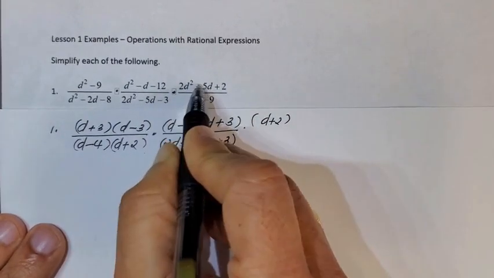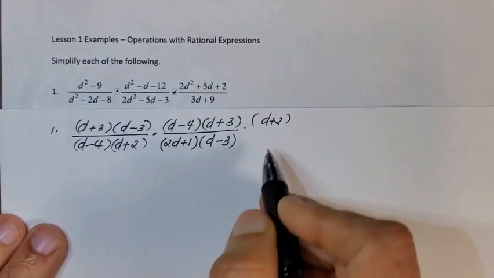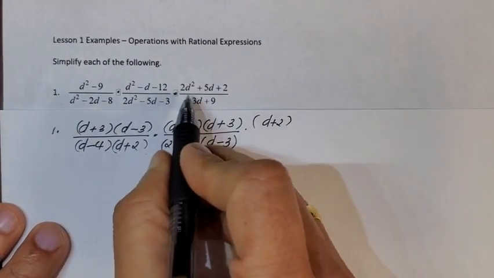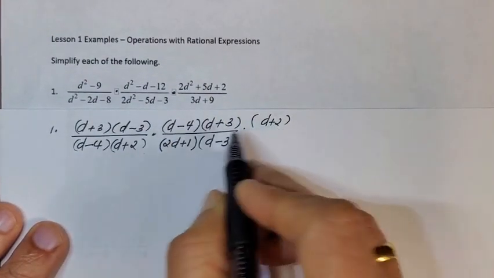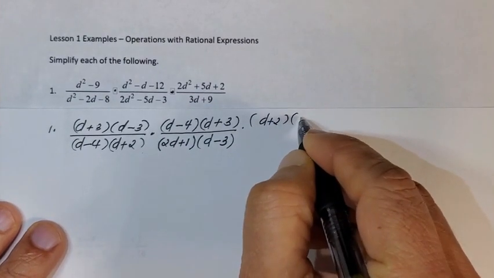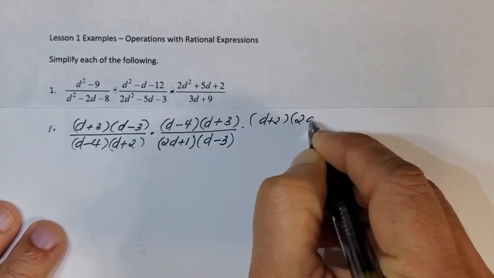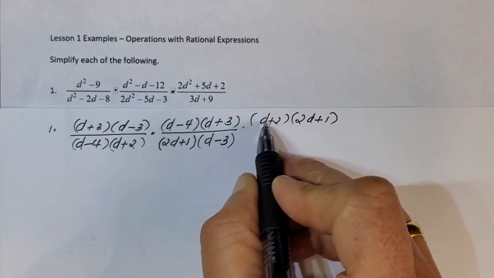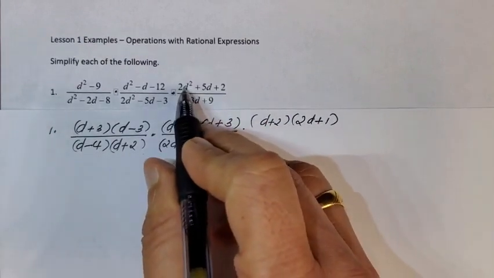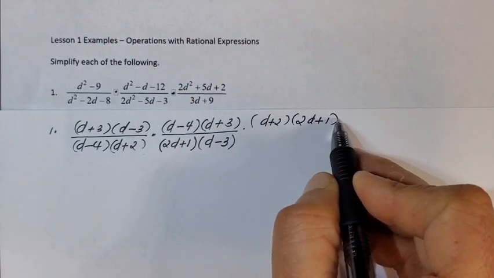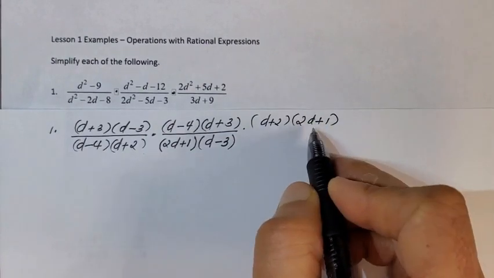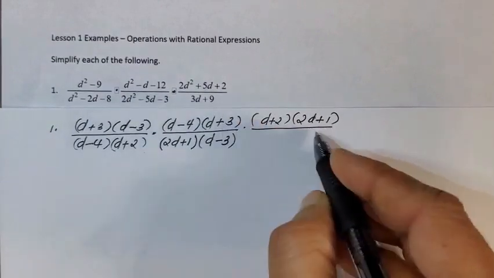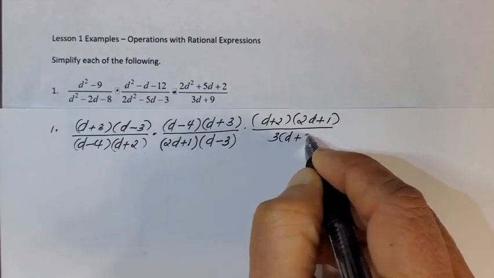Actually, these two can be factorized in a very similar way, because both of these have leading coefficients other than 1. So this one is broken down to d plus 2 and 2d plus 1. You can double check the work by multiplying using FOIL. D times 2d is 2d squared, d times 1 is d, 2 times 2d is 4d, 4d plus 1d is 5d, and 2 times 1 is 2. And finally 3d plus 9 is 3 times d plus 3.